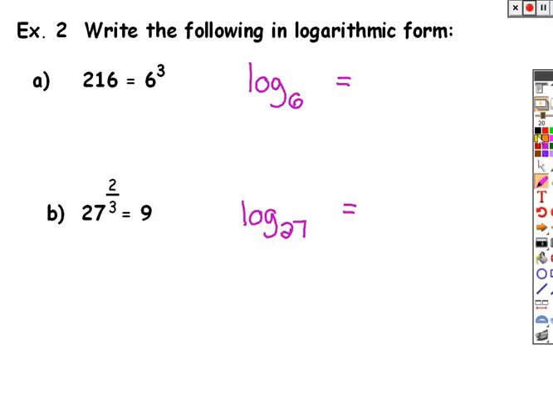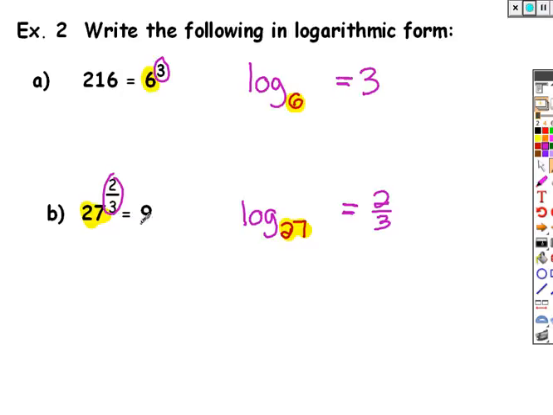So here's the start to both of these. Log, I need a base, so the base is whatever's under your exponent. So that should be the base of each of these logarithms. What is a logarithm? A logarithm is an exponent. So is means equals. These logarithms should equal the exponent. So here the exponent is 3. Here the exponent is 2/3.